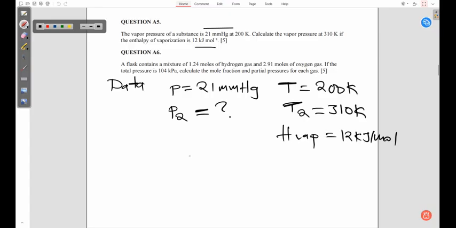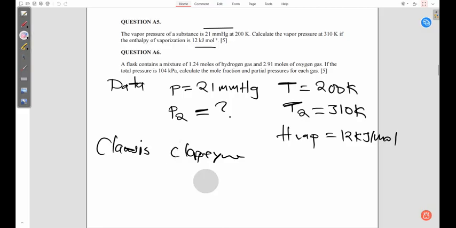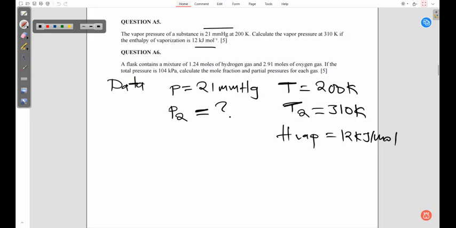Looking at this piece of information, if you've done phase equilibrium, you would have heard of the Clausius-Clapeyron equation. That's the equation that we'll use here. If you're on our site, just go to our topic, solutions and their properties, and you'll be able to find this.